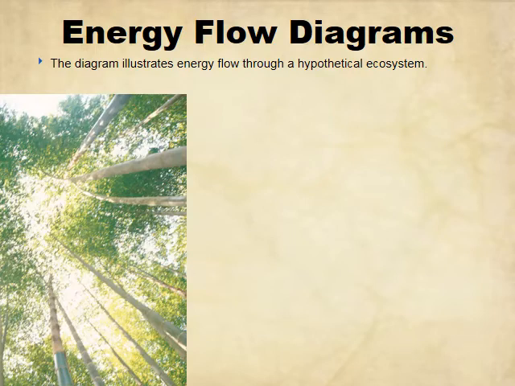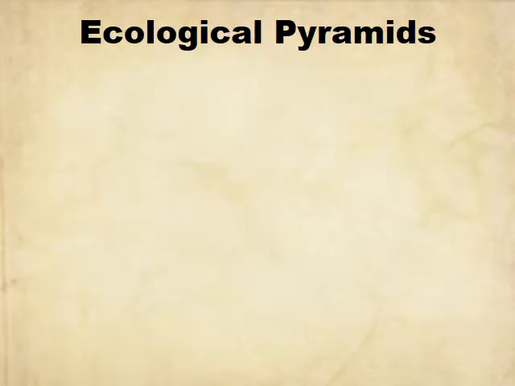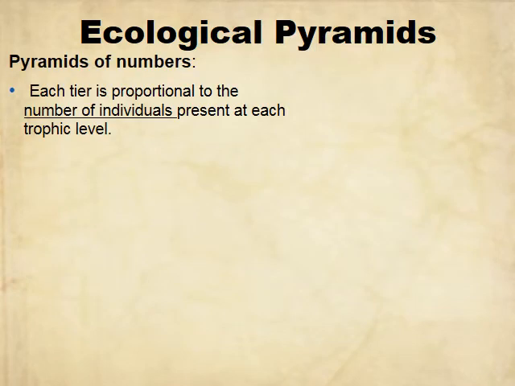Okay, so then we talk about energy flow diagrams. And energy flow goes in one direction, it goes up. And every place you have heat lost. So about 90% of the energy going from one trophic level to the next is lost as heat energy. And then we have ecological pyramids. Like I said, all a review. So we have pyramids of numbers, and those are the number of individuals present at each trophic level.